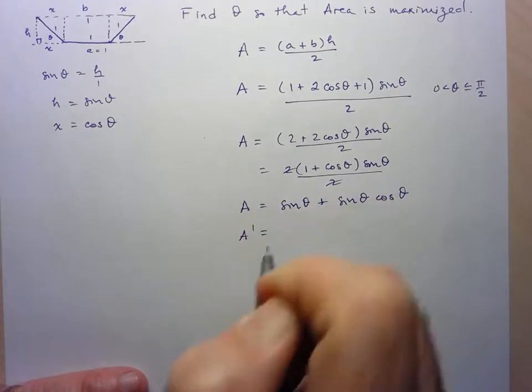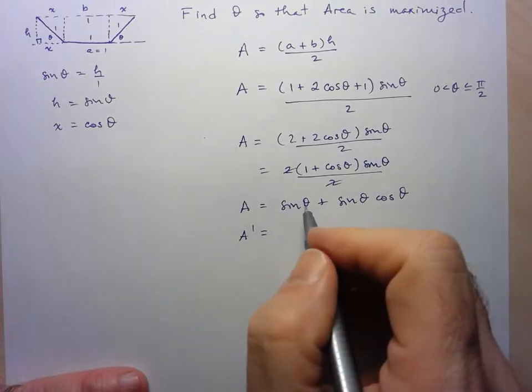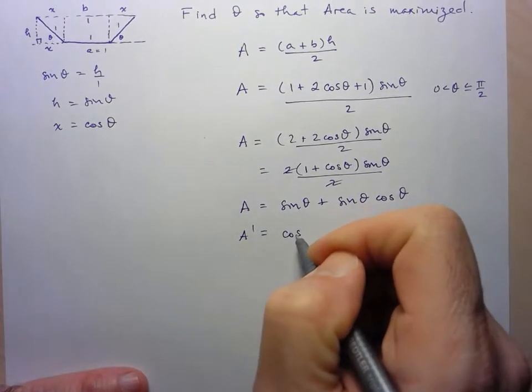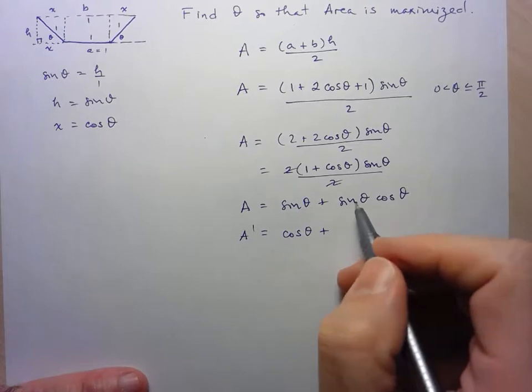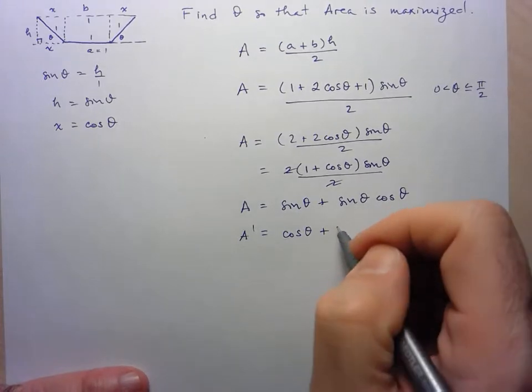So start by taking the derivative here. The derivative of sine is just cos, plus, well, here I've got a product, so I'm going to have to use the product rule.